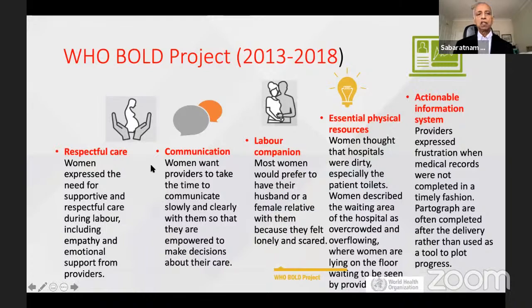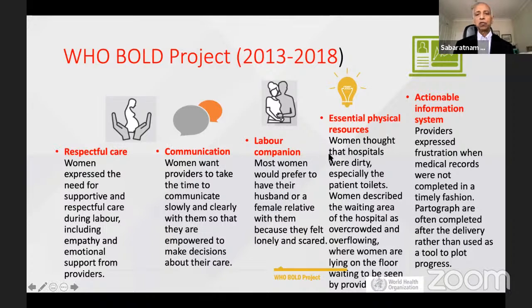So the components are respectful care and communication, so we should tell the woman what is happening. Labor companion, it can be mother or sister, but they will act as an advocate and go and tell the staff, my sister needs a review or my sister needs something. Give them fluids to drink, eat, massage, reassure, and so on. So the labor companion plays an important role, and they should be trained to do that.